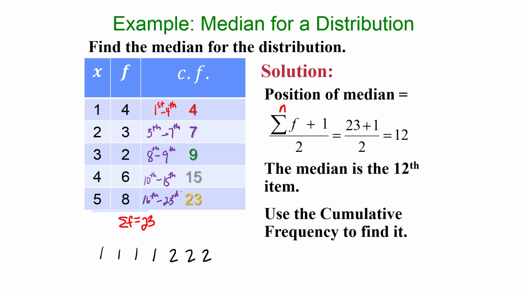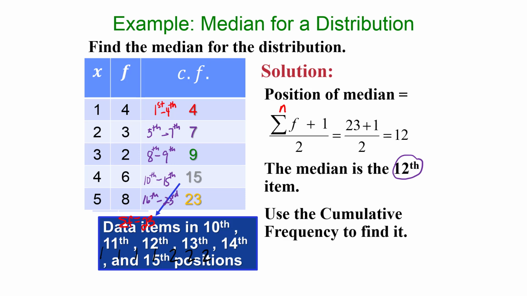That's what this cumulative frequency distribution is telling us. It's telling us their positions in the list. And what are we looking for? The 12th item. So in which category do we see the 12th? 10th to 15th, yes. So the data items in the 11th, 12th, 13th, 14th, and 15th positions are what value? 4s. Remember, this is X, this is the data value. They're all 4s. So that means that our median is 4.